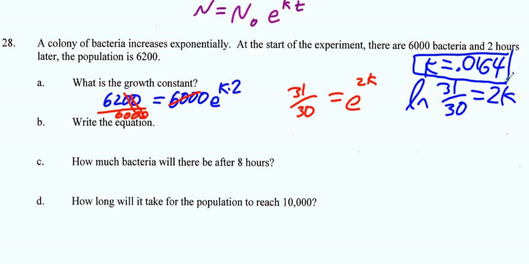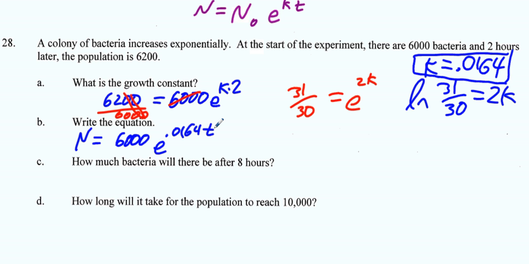So we'll write out the equation. N equals N naught, which was 6,000, e to the 0.0164 T. There's our equation. Just plug in K and leave N and T as letters.